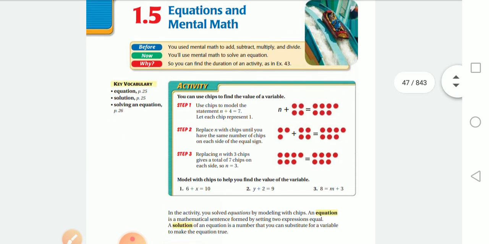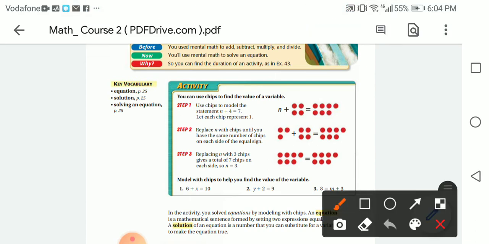Okay, you can use chips to find the value of a variable. Use chips to model the statement n plus 4 equals 7. It's very easy, I know. So here, what do you think? By thinking, how many chips here should I add to reach 7 chips? What plus 4 gives me 7?